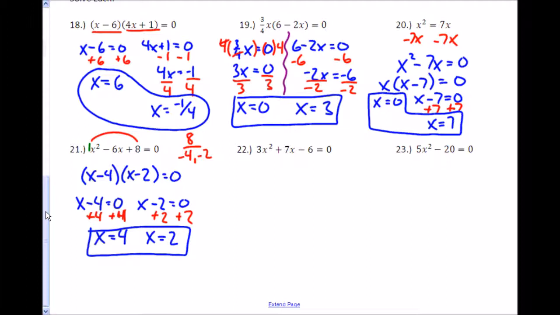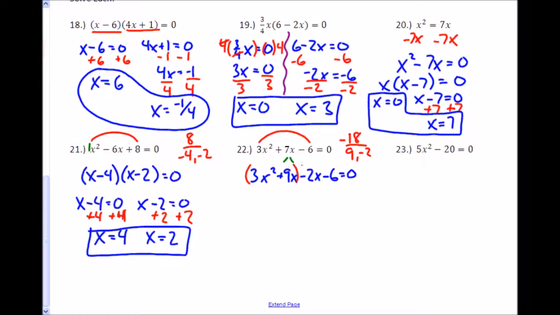For the next one, once again, I start off the same way. I'm going to build a bridge. That gives me a negative 18. The two numbers that multiply to negative 18 but add to a positive 7 are a positive 9 and a negative 2. And for this one, I can't use my shortcut, so I have to split up the middle term. So I've split up the middle term. I get 3x squared plus 9x minus 2x minus 6 equals 0. And now I have to factor by grouping.